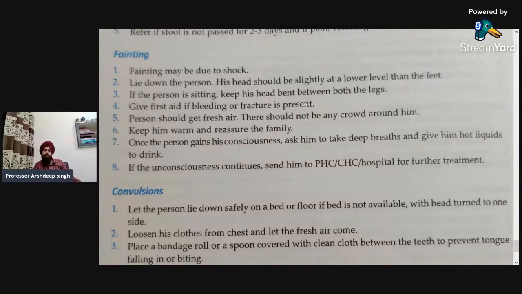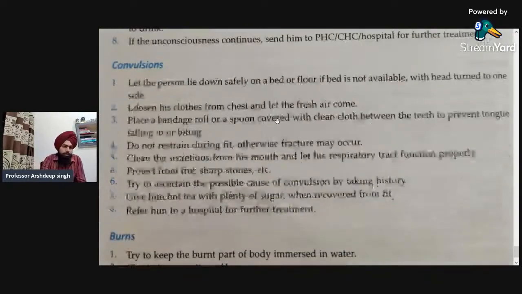Once the person gains consciousness, ask him to take deep breaths and give him a hot liquid to drink. When the patient is conscious, we have to provide these things to drink. And if the unconsciousness continues, send him to the PHC hospital for further treatment. So that was about fainting, a condition of unconsciousness.